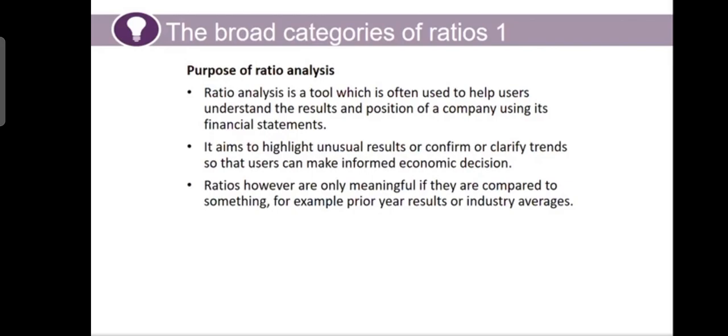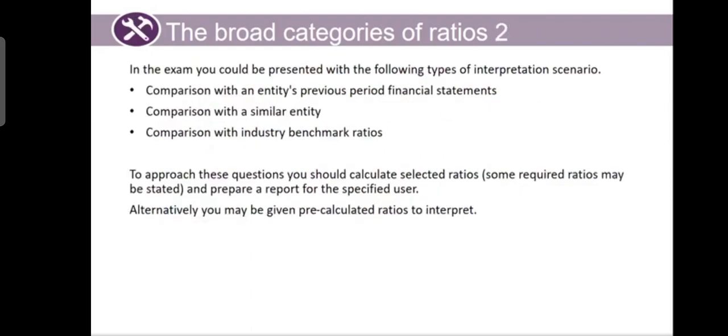And how do you compare it? Comparison can be done with your own past performance, which is called trend analysis. In trend analysis, you compare your past performance with your current performance, or you can do intra-industry, cross-industry analysis, in which you compare your performance with your competitor. In the exam, you could be presented with the following types of interpretation scenarios: comparison with an entity's previous period financial statements, or comparison with a similar entity, or comparison with industry benchmark ratios. Industry benchmark ratios mean industry averages. So how good or bad are you doing in relation to the industry average? Or comparison with a competitor company, A company and B company, or comparison of your own company over a period of 2 years or 3 years.